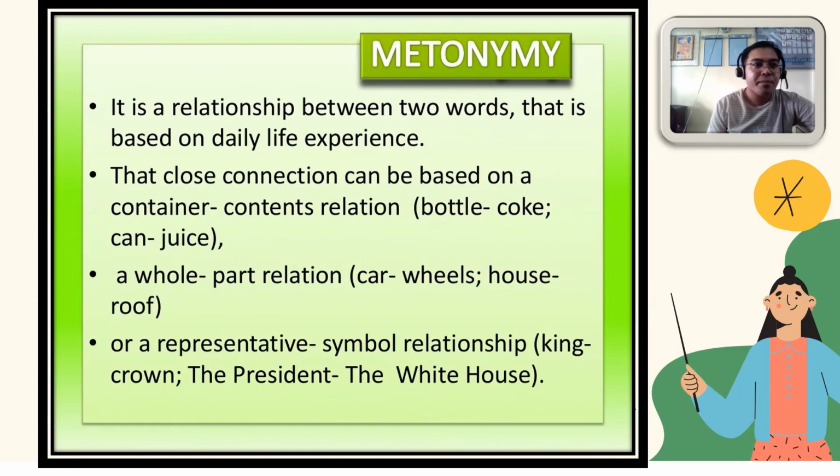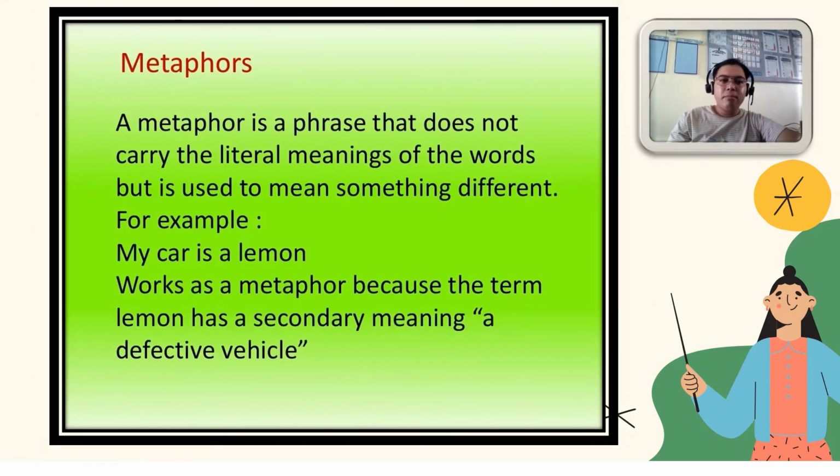Alright, so this time let's proceed to another type of lexical relations, which is the metaphor. Now, a metaphor is a phrase that does not carry the literal meanings of the words but is used to mean something different. Like, for example, my car is a lemon. This works as a metaphor because the term lemon has a secondary meaning, a defective vehicle. Again, a metaphor does not carry the literal meaning of the words but is used to mean something different.